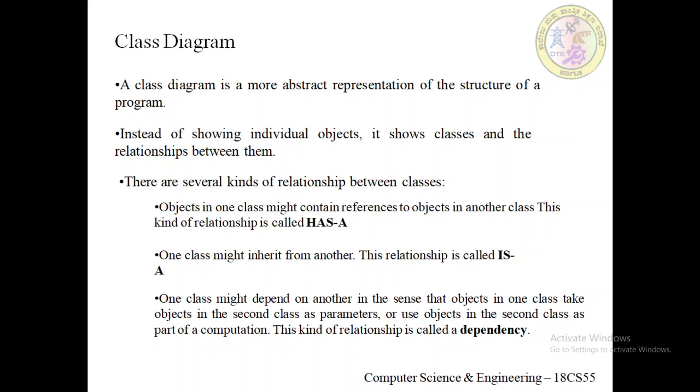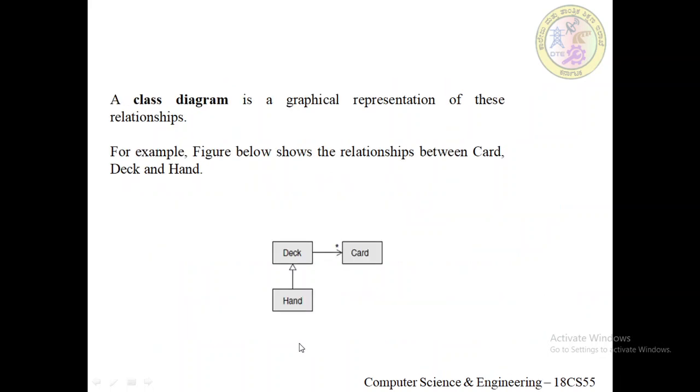And there is one more thing: when you have a relationship, there is a dependency also. That is, one class might depend on another, in the sense that objects in one class take objects in the second class as parameters, or they can use the objects in the second class as part of the computation. In that case we say there is a dependency relationship. Generally we use a has-a relationship and an is-a relationship.